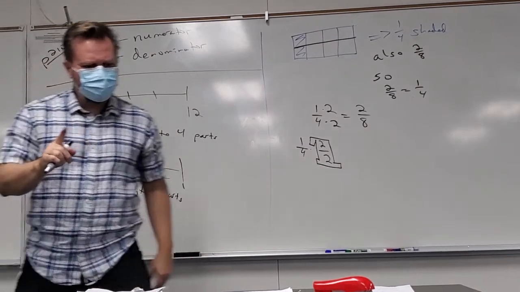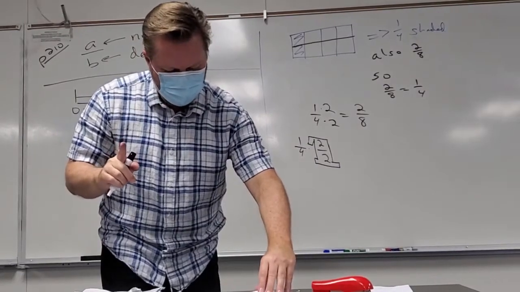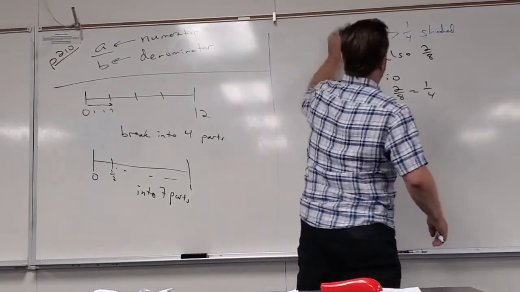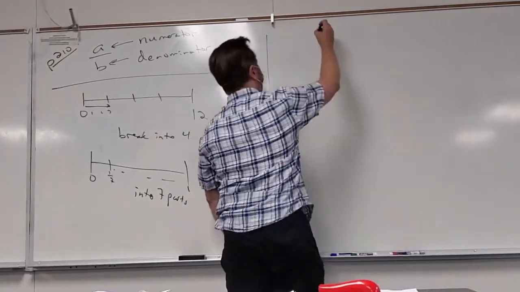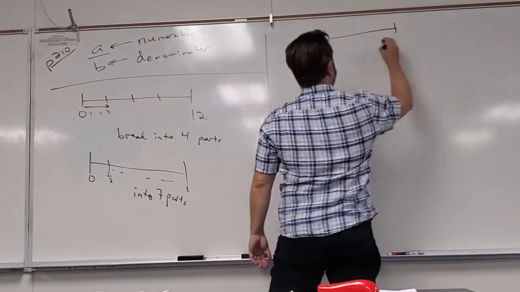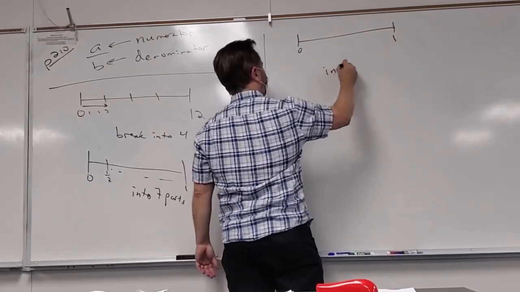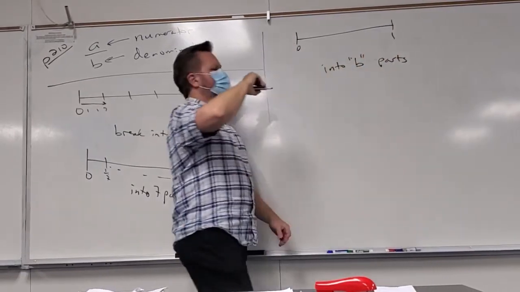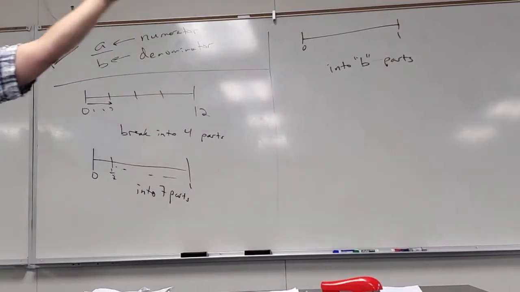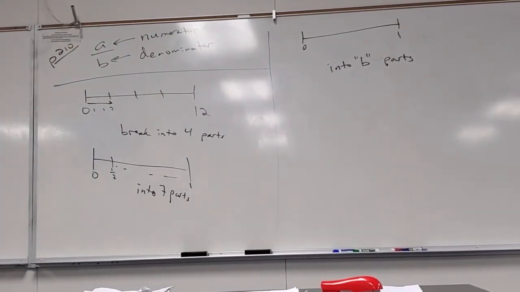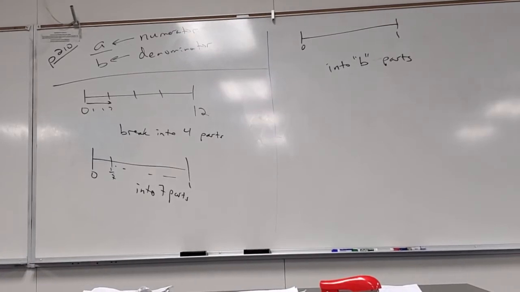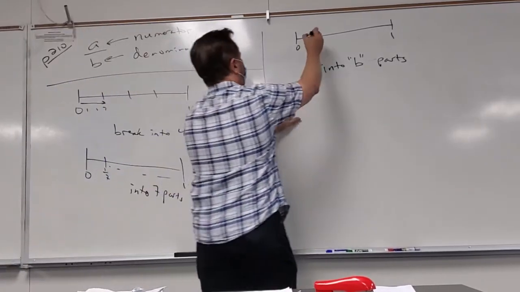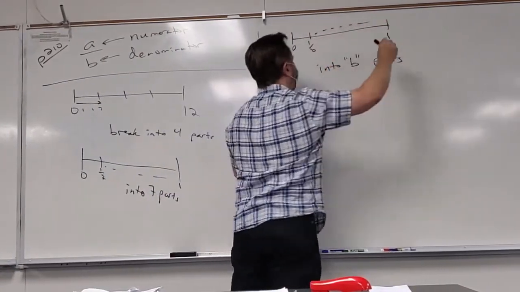Let's try something a little less specific. What if I break this into B parts? If I break it into B parts, meaning 7, 8, 9, I don't know, just B. It could be anything. It could be 4, it could be 3, it could be 28 million. How big will each part be, of course? 1 over B. I like it.